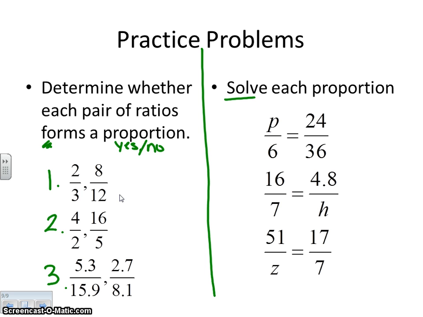And then over here, these are going to be solving each proportion. So you're going to get a number for each of these variables here. And this is 4, 5, and 6. And I'll be checking these tomorrow. Also, remember that you should have some questions written down. And we will begin with these practice problems and your questions tomorrow in class.